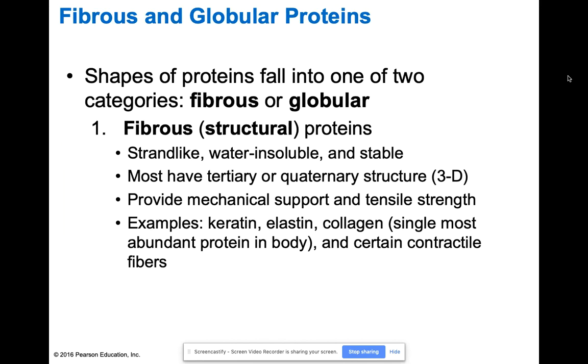We have 2 different types of protein shapes. You have structural, which is also called fibrous, depending on how you want to say it. I like to call them structural proteins. They are strand-like, they are water insoluble, and they are stable. Most of them have tertiary or quaternary structures. Those are your more complete proteins. These are things like keratin and elastin and collagen, which is the single most abundant protein in the body. It's really important for us. And we have also contractile fibers, which we're going to talk about actually in our next chapter.